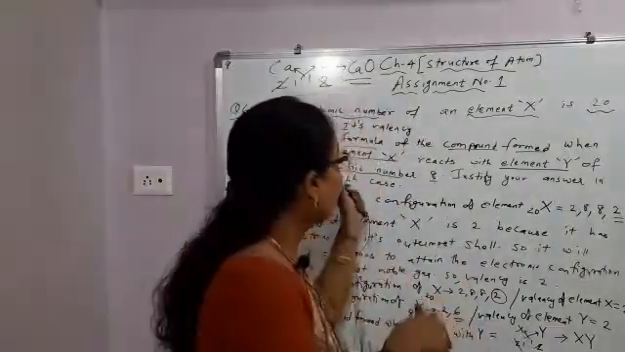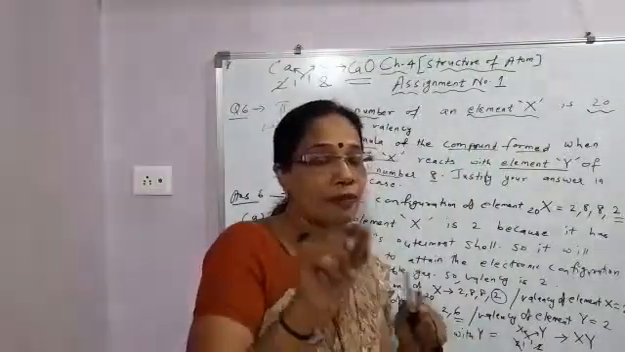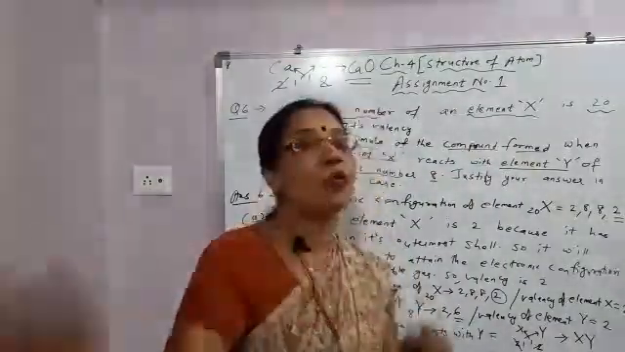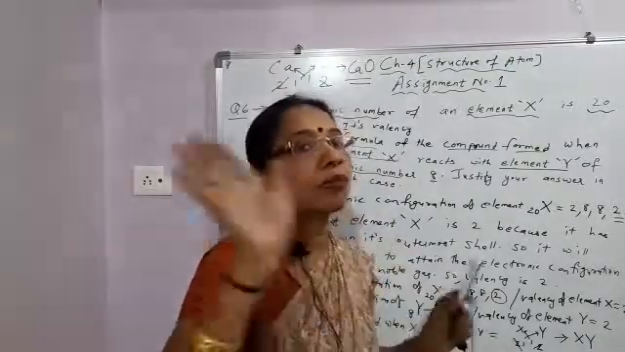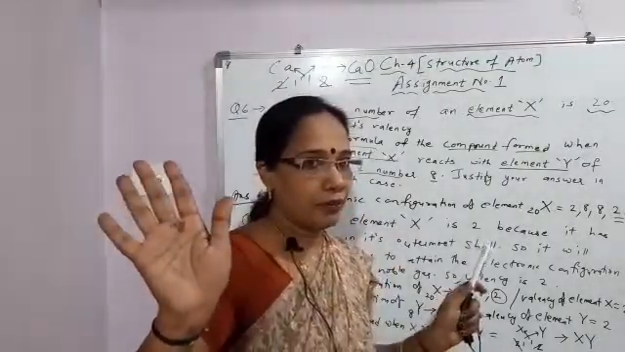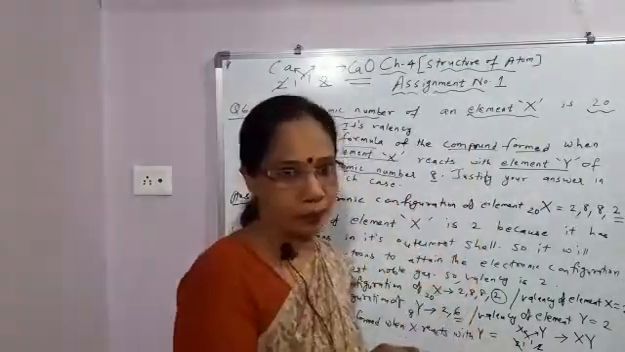Because in the question, elements are mentioned as X and Y. So you will frame the formula in terms of X and Y. You will not write calcium oxide. If you write calcium oxide, half marks will be deducted. Clear? So you will read the question first, try to understand it and then answer. Clear?